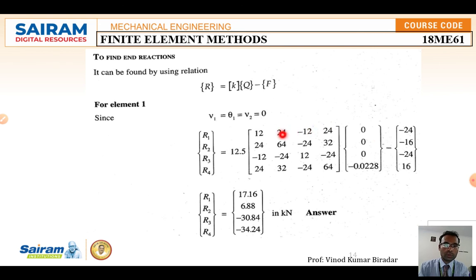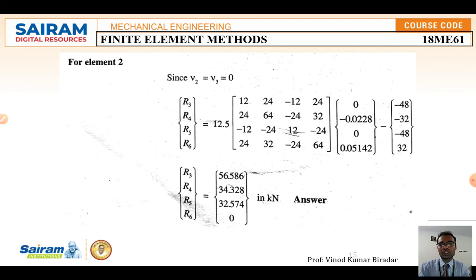So first you multiply this by this. Okay, so you are going to get the single values, then again you subtract these values from this, so you are going to get the reactions like this. So R1 is equal to 17.16, R2 is equal to 6.88, R3 is equal to minus 30, R4 is equal to minus 34.4. Okay, that is for the first element.